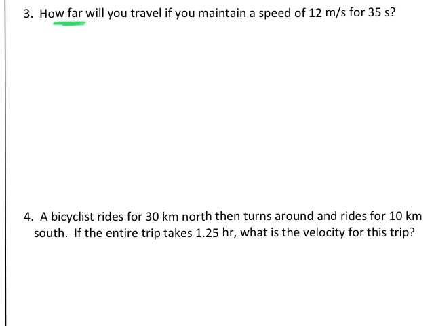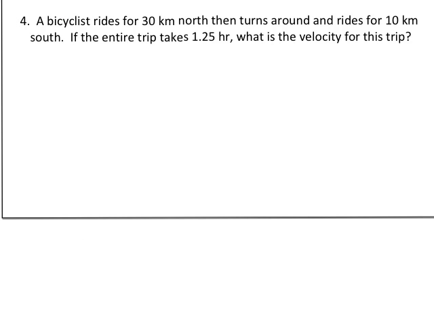Let's do number 4 together. For this problem, you see that a bicyclist rides 30 kilometers north and then turns around and rides for 10 kilometers south. You're given the time it takes for the trip, and you are asked to find the velocity. Remember, velocity is displacement over time, and we are going to need to find the displacement first. So let's go ahead and do that.